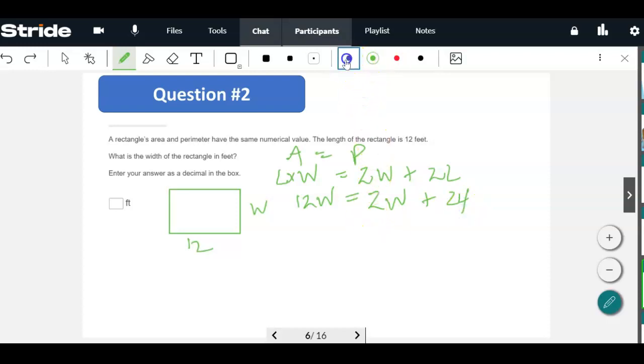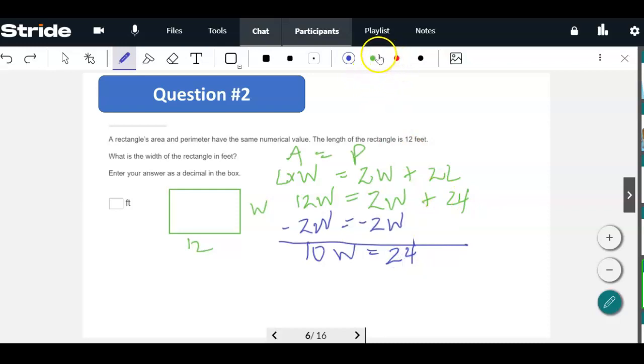Now we're going to go ahead, we're going to subtract 2W from both sides. And 12 minus the 2 is 10. And we still have the 24. And then we're going to divide by 10.